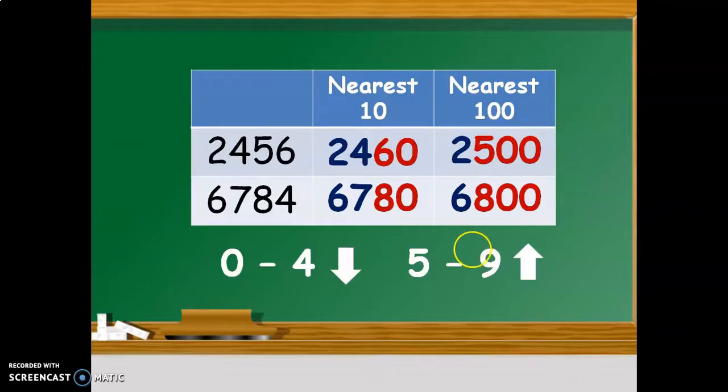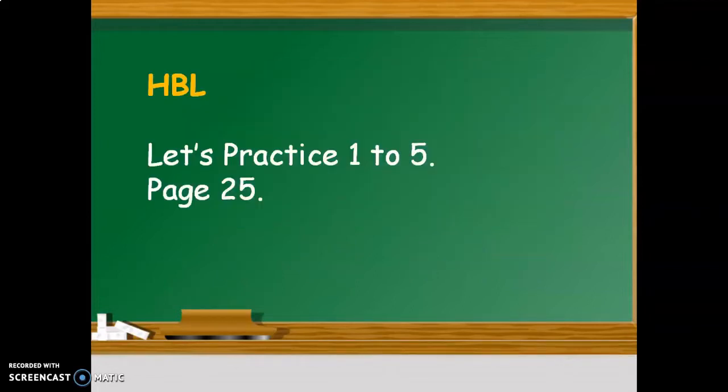Now it's your turn to practice rounding numbers to the nearest 10 and 100. Let's practice numbers 1 to 5 on your pupils book on page 25.